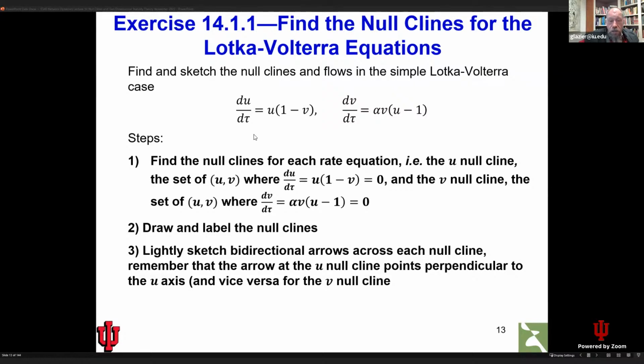Remember that the u null-cline, the arrows are in the v direction. The v null-cline, the arrows are in the u direction. And why don't we just do that together? And give me a thumbs up in the chat when you have it drawn on a piece of paper. Okay.